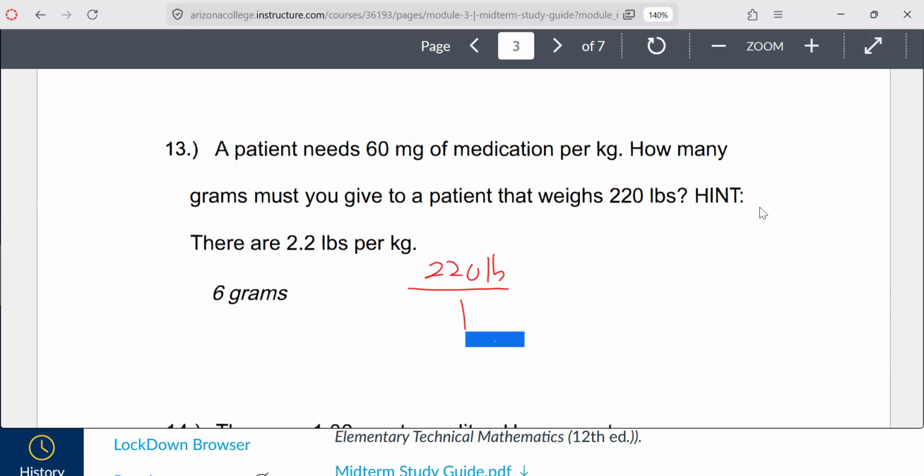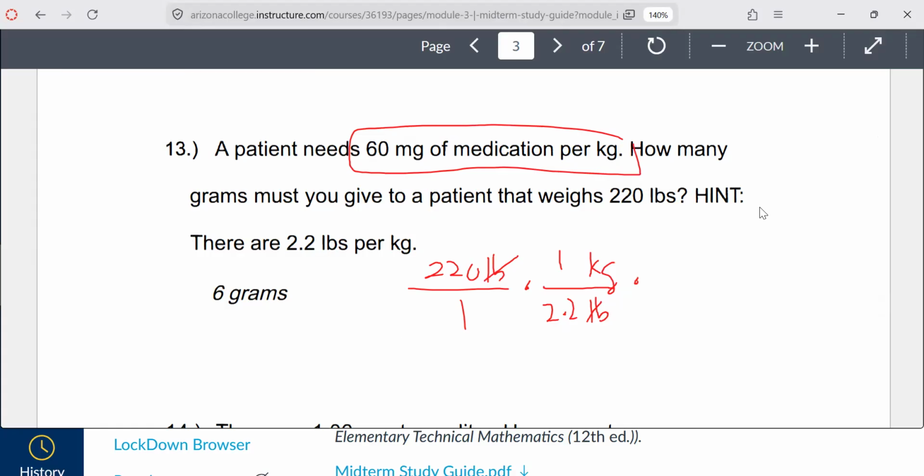Remember that you always have to write out the units. Now we know that 2.2 pounds is 1 kilogram. Because I want pounds to cancel, I'm going to put pounds here and then put kg there. So 1 kg is 2.2 pounds. So now I've moved to kilograms. When we did the ratio and proportion, we got 100. So from kilograms, I'm going to go to the medication. So I went from pounds to kilograms, and then now I'm going to go to mg.